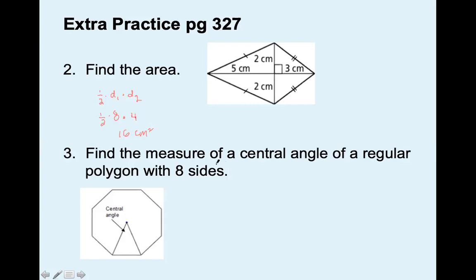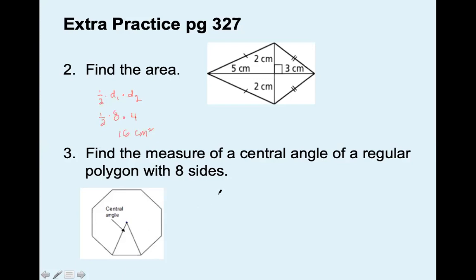All right, on number 3, find the measure of the central angle of a regular polygon with 8 sides. This is what a central angle is. So here's my polygon with 8 sides. All right, that's an octagon, 8 sides. If I draw on these 2 radii, the central angle is the angle formed by the 2 radii intersecting these vertices here.